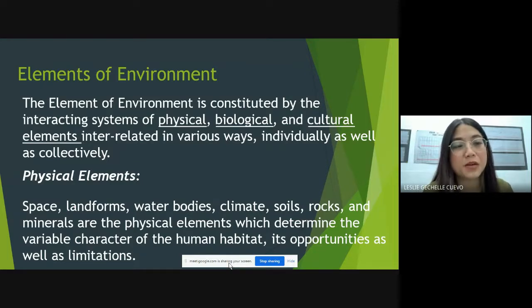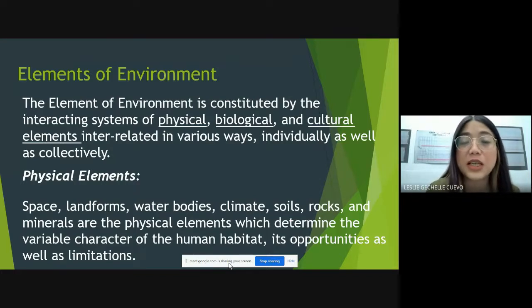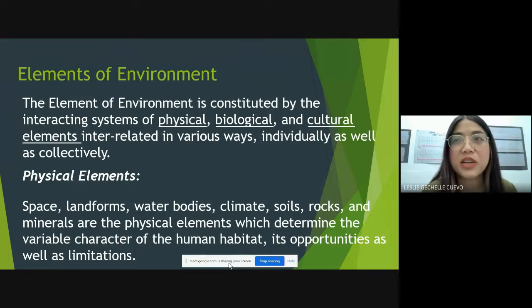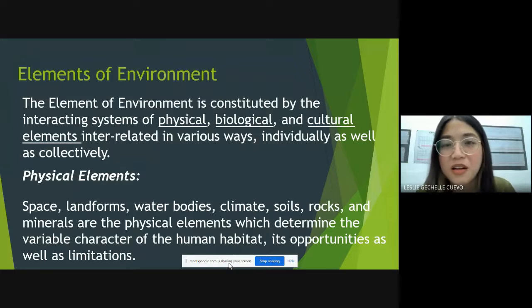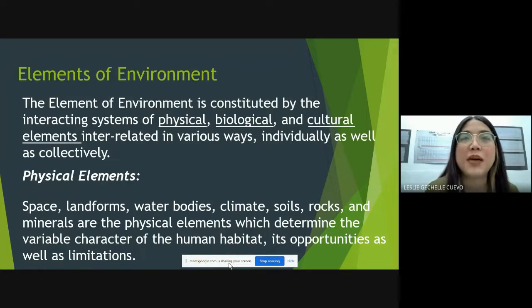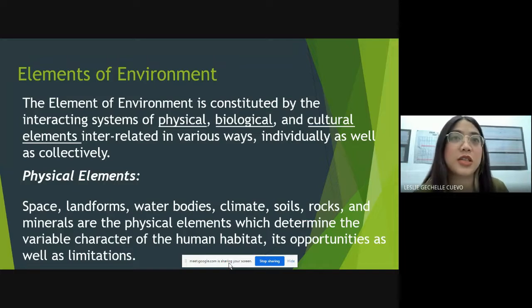Magbabase sa mga 'yan kung papaano namumuhay ang isang tao. So kung malapit ka sa dagat, kung malapit ka sa bundok, kung malayo ka sa mga yon, magdedepende kung papaano ka namumuhay. So it's opportunities as well as limitations. For example, dito sa Pampanga, well, somewhere doon sa amin, sa Arayat, mura ang isda kasi madaming mga fish pond, madaming mapagkukuhanan ng mga ganong resources.